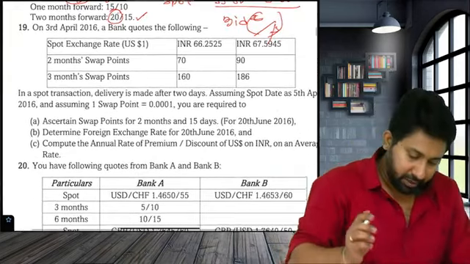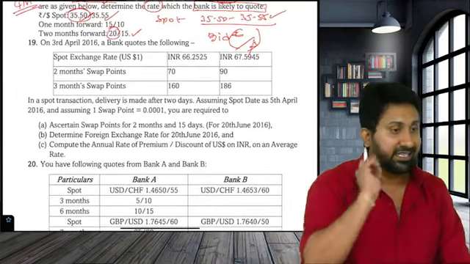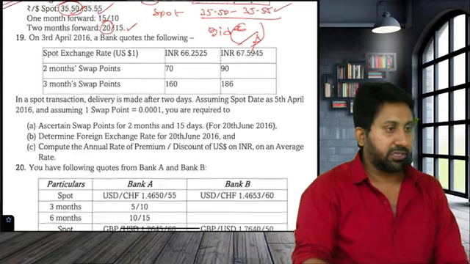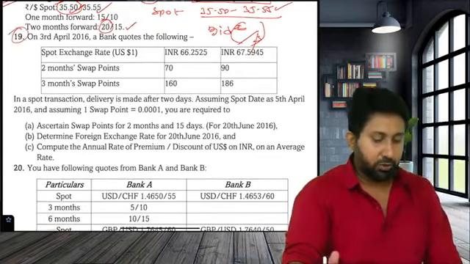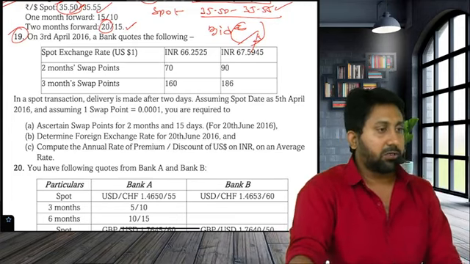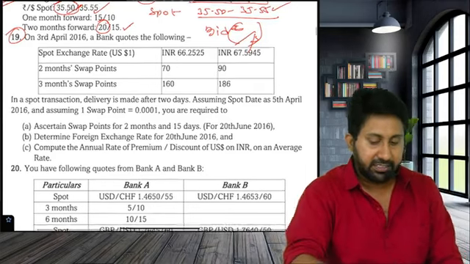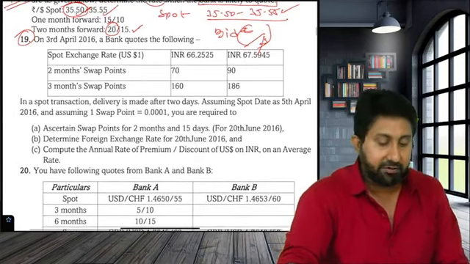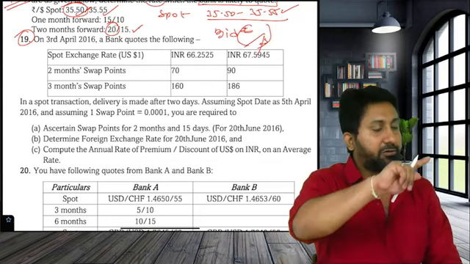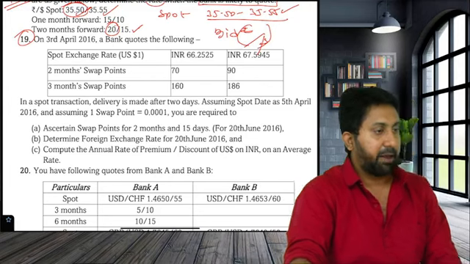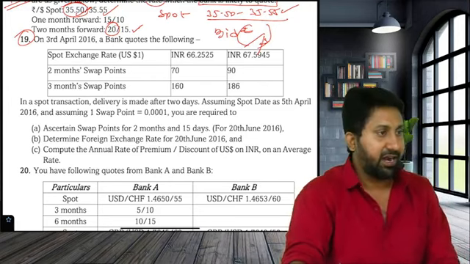Next question. This is a 5 marks question already asked in exam, if I am not wrong, May 2016. You can also check, May 2016 question 19. On 3rd April 2016, the bank quotes the following. Spot exchange rate $1 equal to rupees 66.2525 to 67.5945. 2 months swap points 70 and 90, means we need to adjust the swap points. 3 months swap points 160 and 186.